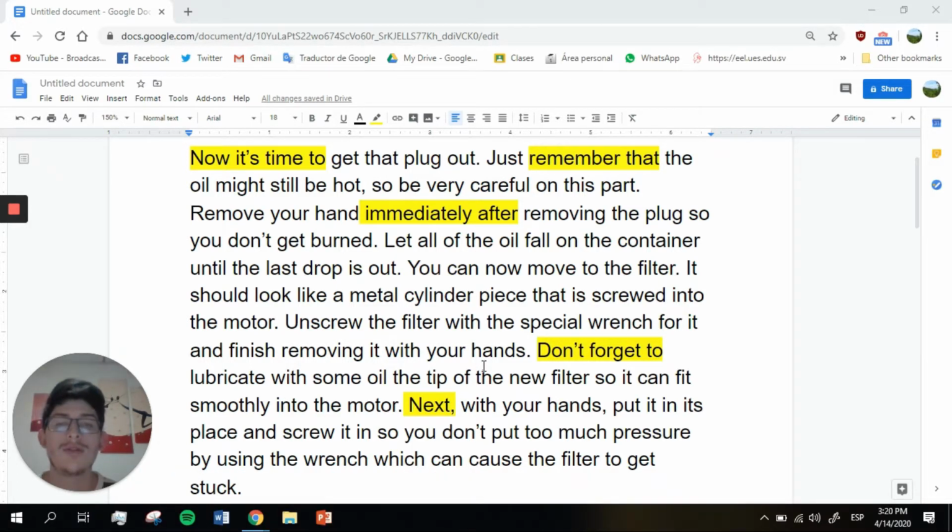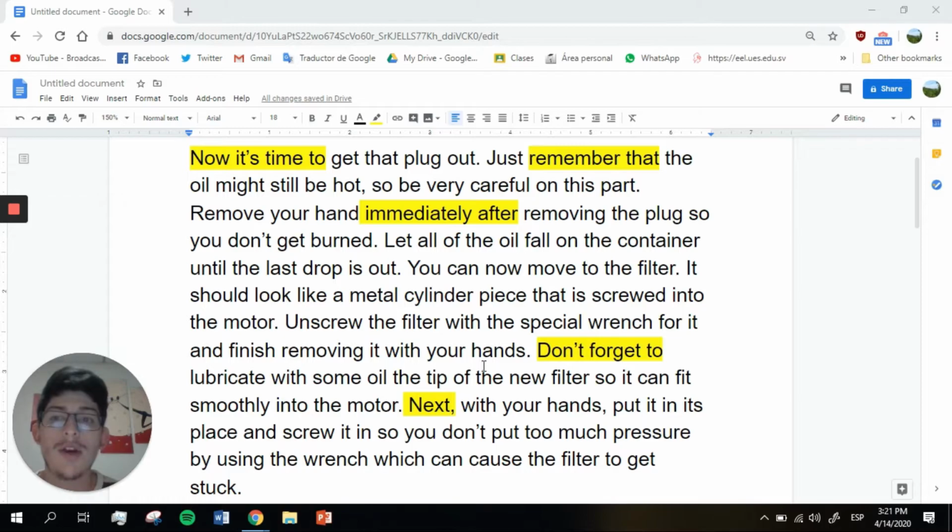Now, also, highlighted right here in the next two paragraphs, we will find some key words and key expressions that indicate when an action is starting, and also to transition from one idea or from one step to another. For example, we have now it's time to, remember that, immediately after, don't forget to, or next in this first paragraph. So let's read. Now it's time to get that plug out.